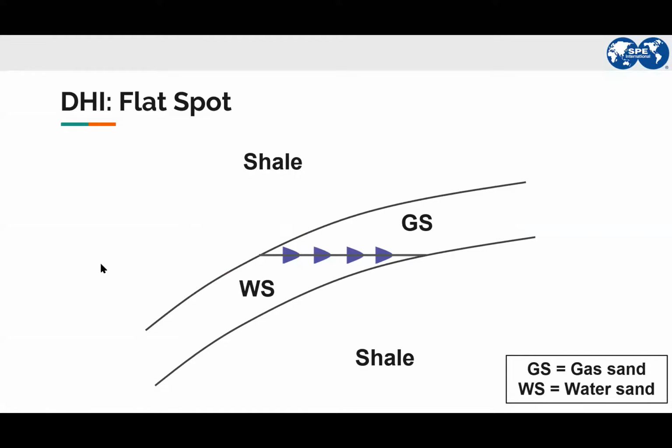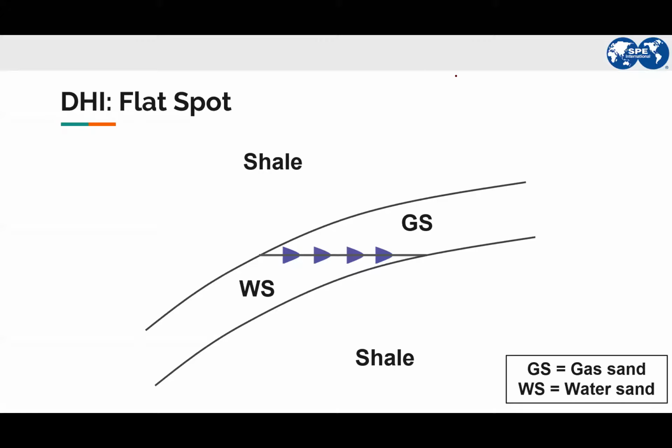And then this is how you get a flat spot, okay? But the flat spot is not usually as bright as a bright spot because you're now going from a gas sand, which is sort of intermediate, low, to a water sand, which is intermediate.